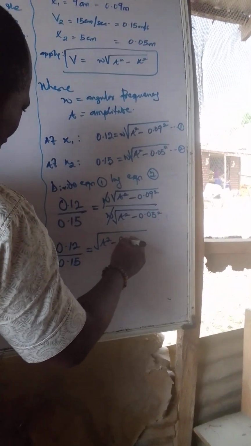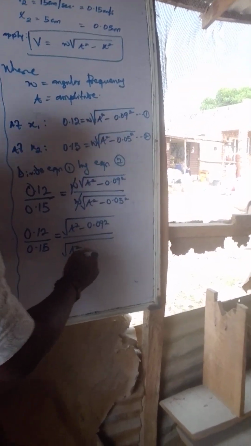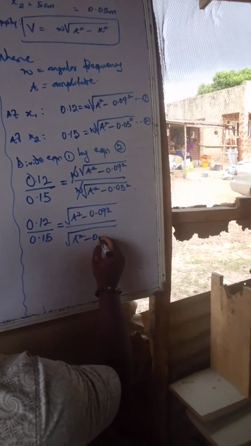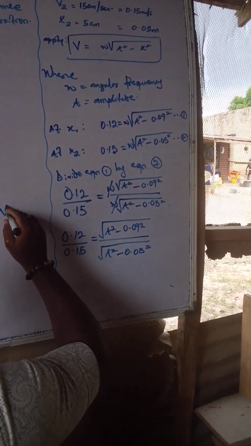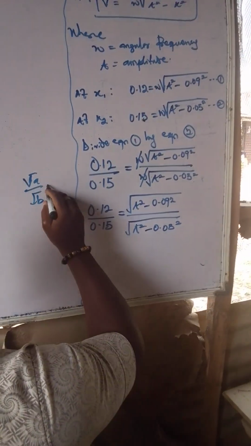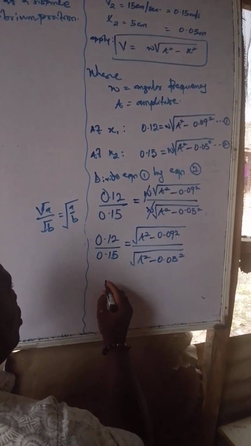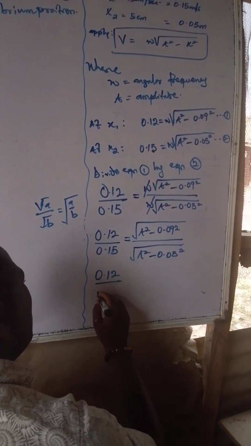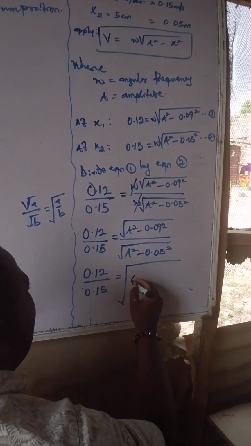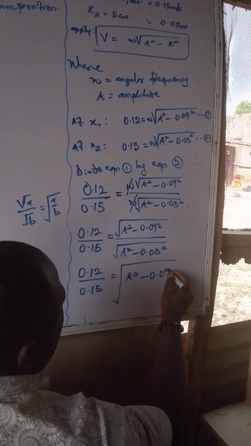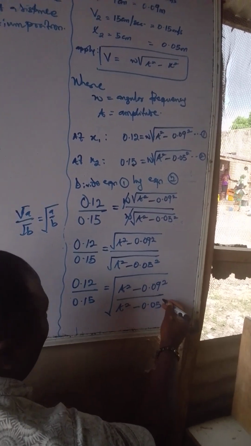So 0.12 over 0.15 equals the square root of A squared minus 0.09 squared over the square root of A squared minus 0.05 squared. The square root is common to both. When you have root A over root B, the alternative form of writing is root of A over B, collecting the common square root. So we have 0.12 over 0.15 equals the square root of A squared minus 0.09 squared over A squared minus 0.05 squared.